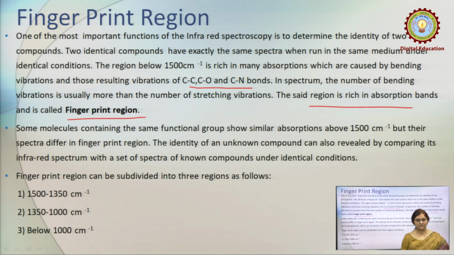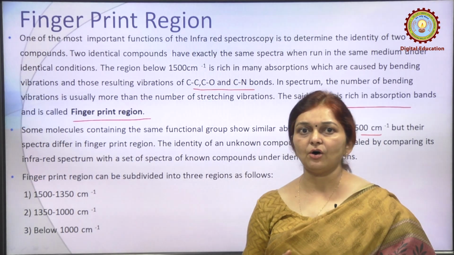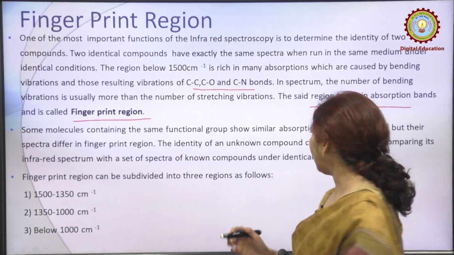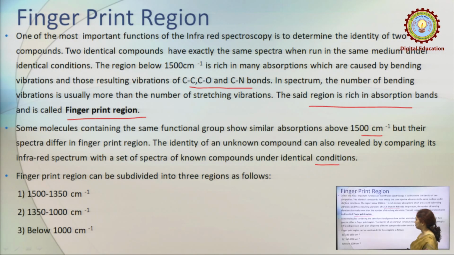Some molecules containing the same functional group show similar absorption above 1500 cm⁻¹, but their spectra differ in the fingerprint region. The identity of an unknown compound can also be revealed by comparing its IR spectrum with a set of spectra of known compounds under identical conditions.